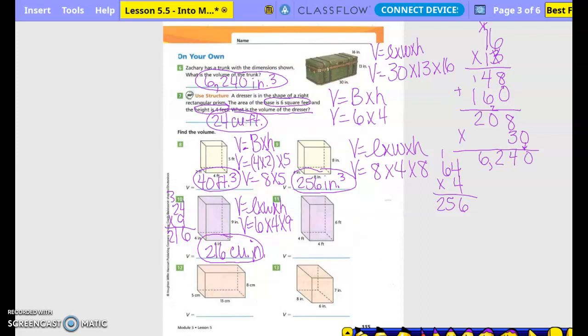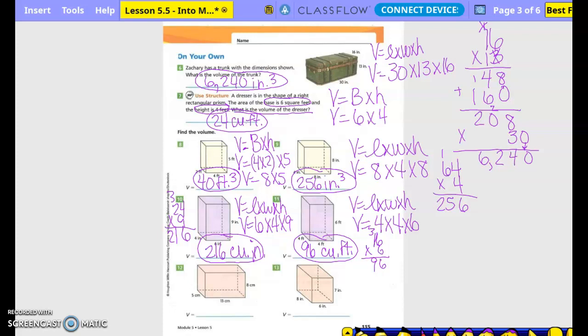Next one. Volume equals length times width times height. Volume equals, so 16 times 6. So 6 times 6 is 36. Carry the 3. 6 times 1 is 6. Plus 3 is 9. So 96 cubic feet. Or you could write 96 feet cubed.